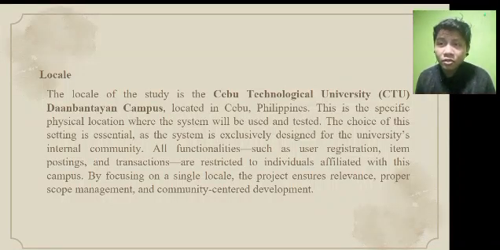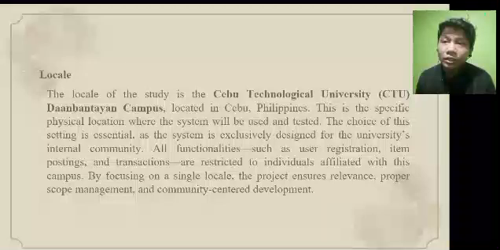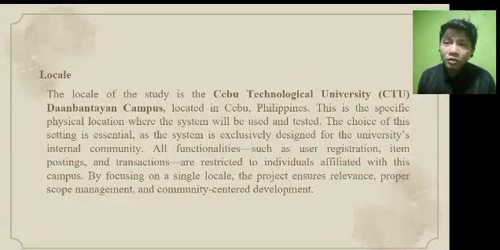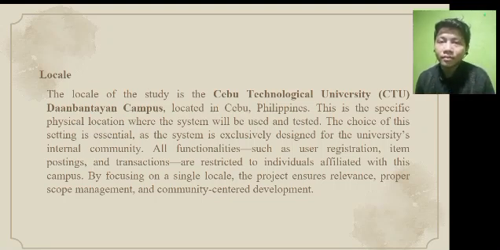The choice of this setting is essential as the system is exclusively designed for the university's internal community. All functionalities such as user registration, item postings, and transactions are restricted to individuals affiliated with this campus. By focusing on a single locale, the project ensures relevance, proper scope management, and community-centered development.